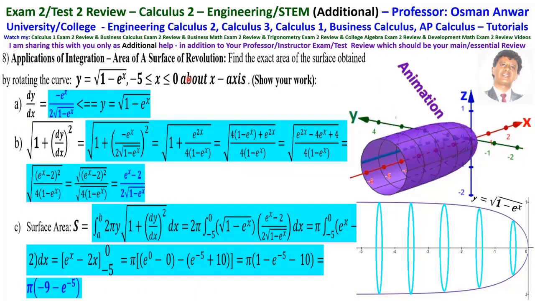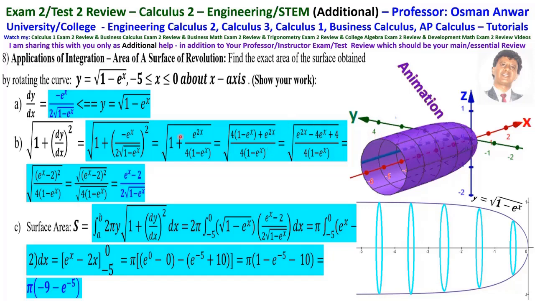Number 8 is find the exact area of the surface obtained by rotating the curve y equals square root of 1 minus e^x, where x is between minus 5 and 0, about the x-axis. This is area of surface of revolution, and the curve is y equals square root of 1 minus e^x, and we are rotating this around the x-axis, and we are finding the surface area of this volume.